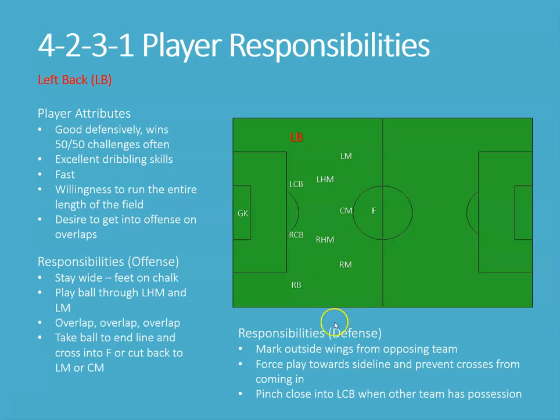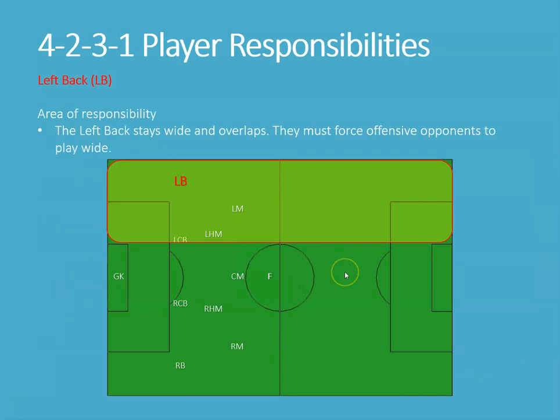Then we want to pinch in close to the left back or the right back, based upon which side, when the other team has possession. So we want to get very compact in our defense in our back four, so that we can go into our zone formation and cover to make sure that there are not a lot of gaps and spaces in between for balls to come through to have penetrating passes to their forwards or attacking midfielders.